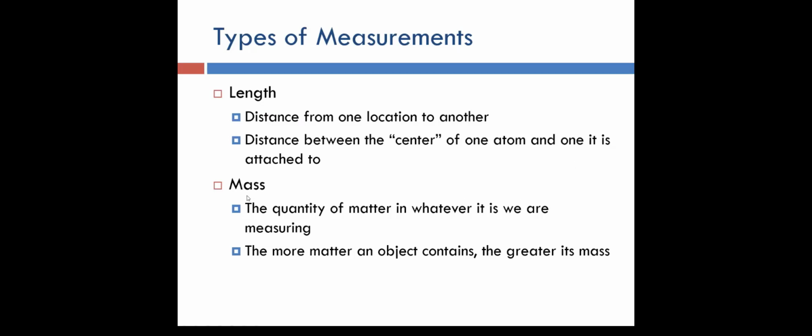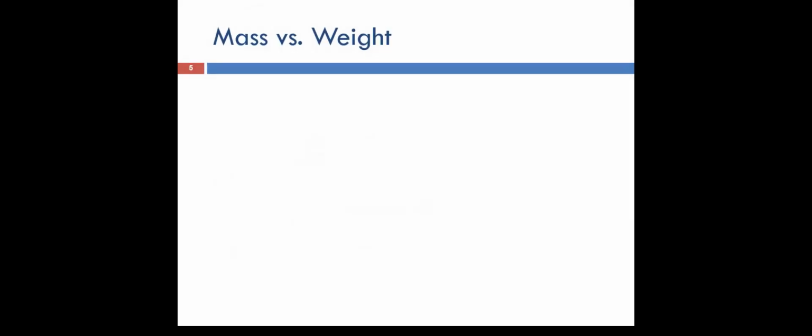Mass. Mass is probably the most important of all the measurements in chemistry, but unfortunately, it's the most confusing. Mass is telling us how much matter there is in something. The more matter something contains, the greater its mass. Now, the problem with that definition is, of course, that it uses the word matter, which we haven't really defined. And what matter is will become more clear as we go a little bit further.